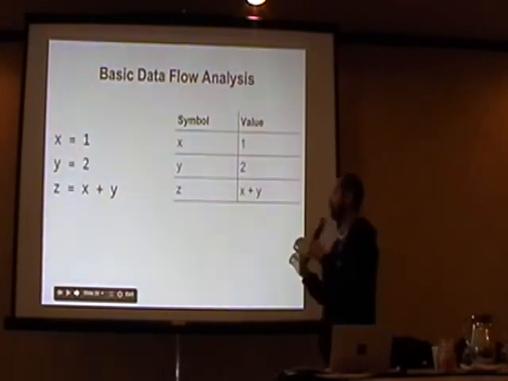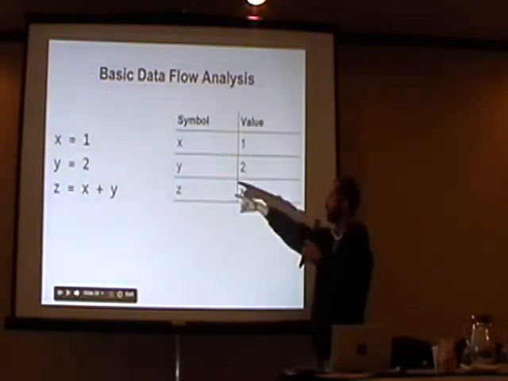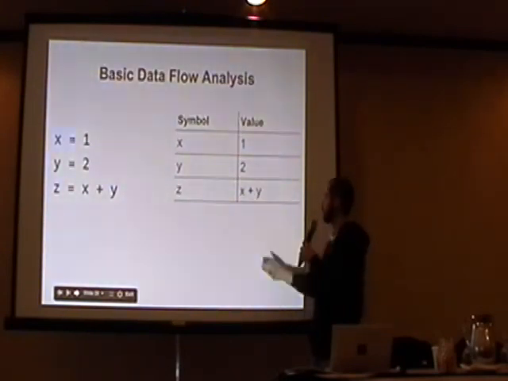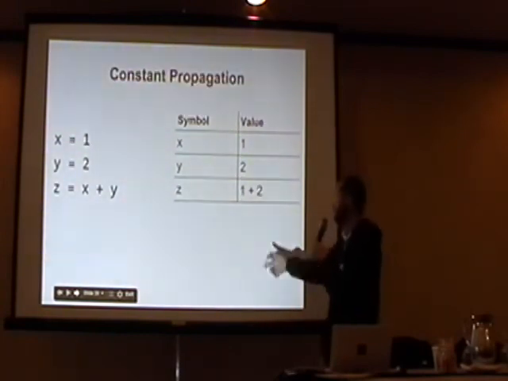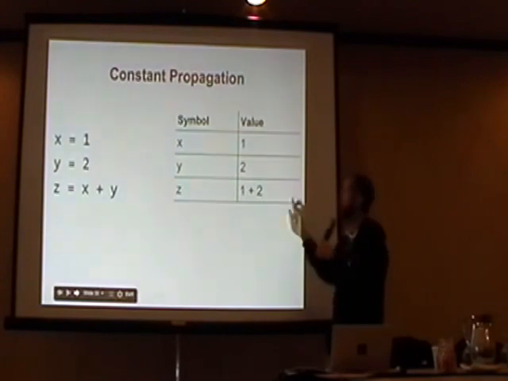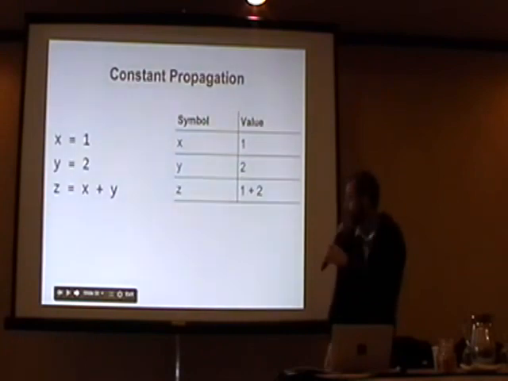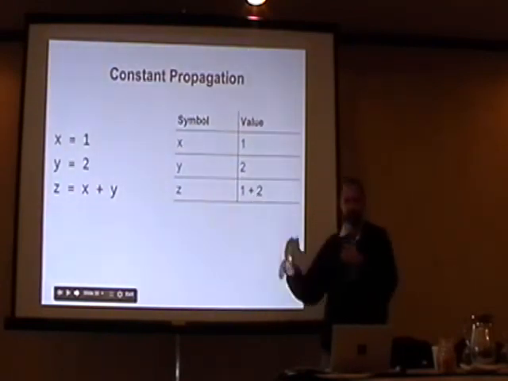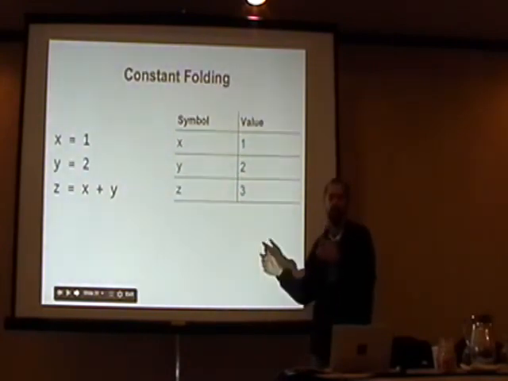So let's talk about basic data flow analysis. Here's our code. We're going to keep a table, right? We see x equals 1, y equals 2, and then z is x plus y. Well, we know what x and y are, so now we know z is 1 plus 2. This is called constant propagation. I had to look up what these things were called after I implemented them. It turns out they have names. We know what 1 plus 2 is, so then we can do something called constant folding. You don't have to do this, but it's nice.